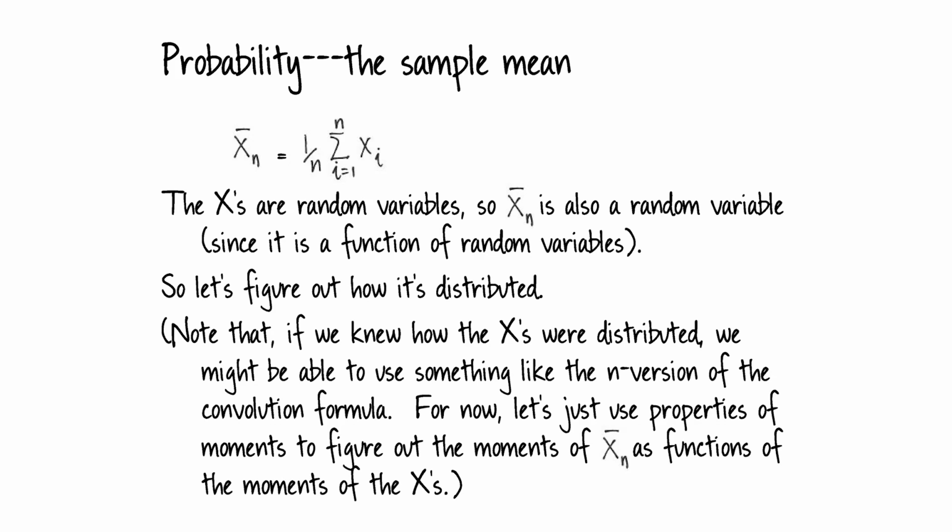Note that if we knew how the x's were distributed, if we knew that they were all coming from a uniform distribution or normal distribution or a Poisson distribution or whatever, we might be able to use something like the n version of the convolution formula. It's not exactly a convolution because it's not just the sum of the x's, it's the sum of the x's divided by n. But it's similar to a convolution. For now, instead of choosing a specific distribution for these x's, let's just say that they're independent and identically distributed and see how far we can get discussing the distribution of x bar with just that information.